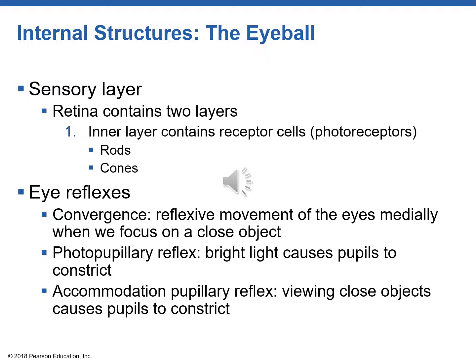Convergence is this reflective motion of the eyes medially, so towards the middle, when we focus on a closer object. Photopupillary reflex is the idea that bright lights will cause our pupils to constrict. I think we all know that. And when we're in darkness, the opposite occurs. Our pupil will dilate. The accommodation pupillary reflex is that when we're viewing closer objects, our pupils tend to constrict. Some of these reflexes are tested in our patients to ensure that they have good neurological function.